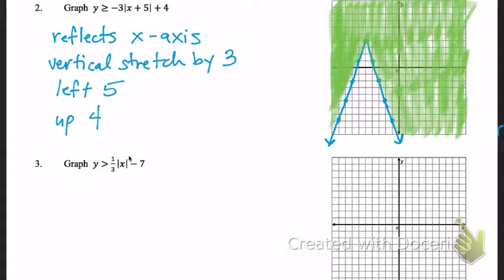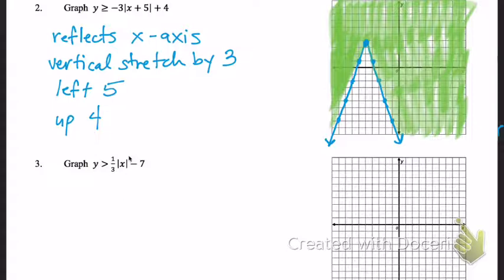So for number 2, you have a negative sign, so it reflects the x-axis. Vertical stretch by 3. Left 5, up 4. So you start at 0, 0, go left 5, up 4. Then, since it's reflecting, you're going to go down 3 over 1. Down 3 over 1, so it'll be facing downward. Then it is a greater than inequality, so I'm going to shade above.